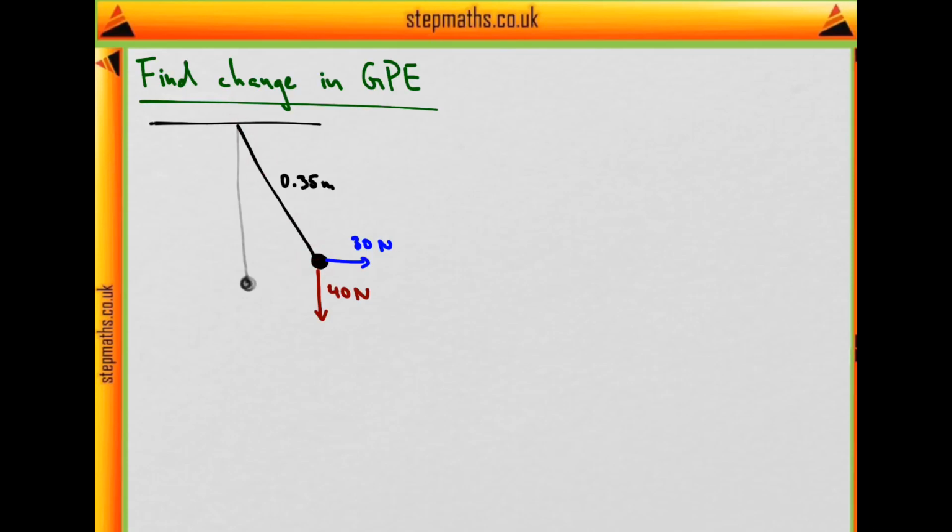And we are supposed to find the change in gravitational potential energy between these two positions, given that the length of the cord is 0.35 meters and the weight of the ball is 40 newtons. So in order to find the change in gravitational potential energy, we'll need to know this distance x, the difference between the initial and the current heights of the ball. That, along with its mass, are the only two variables on which the gravitational potential energy depends. It will in fact be just the weight, 40 newtons, times this distance x.